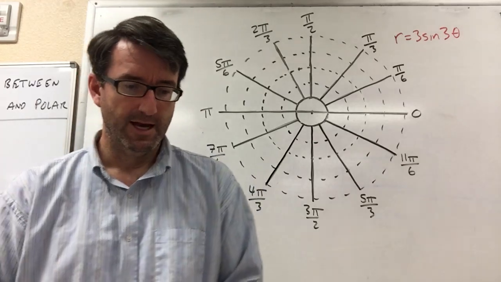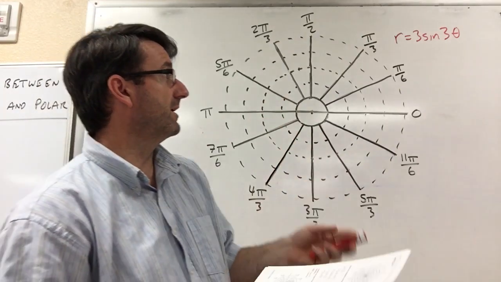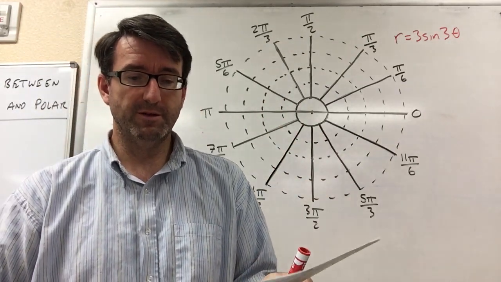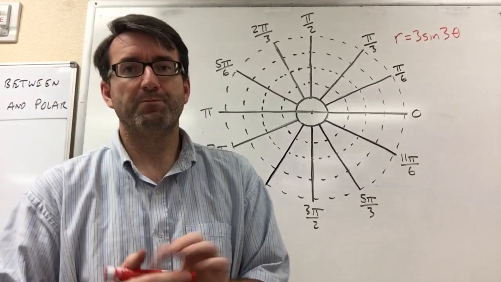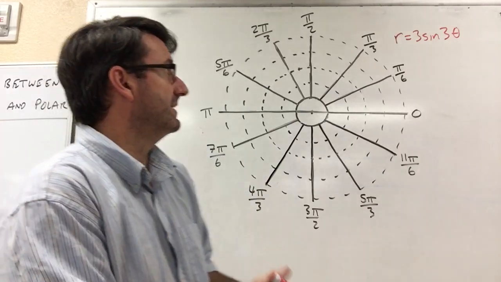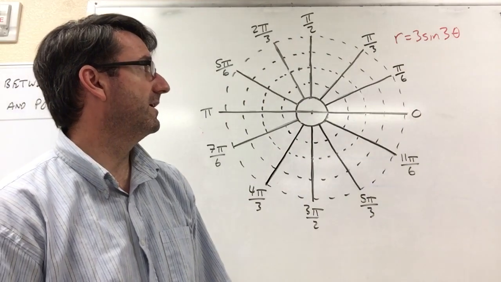Number 7 says identify the type of curve given by this equation, r equals 3 sine of 3 theta. Then use symmetry, zeros, and maximum r values to graph the function. All right, so our first job is to identify the type of curve that's going to be given by that function.